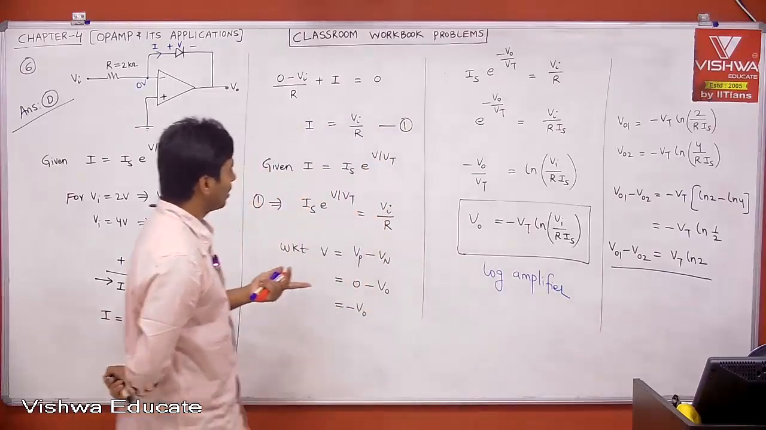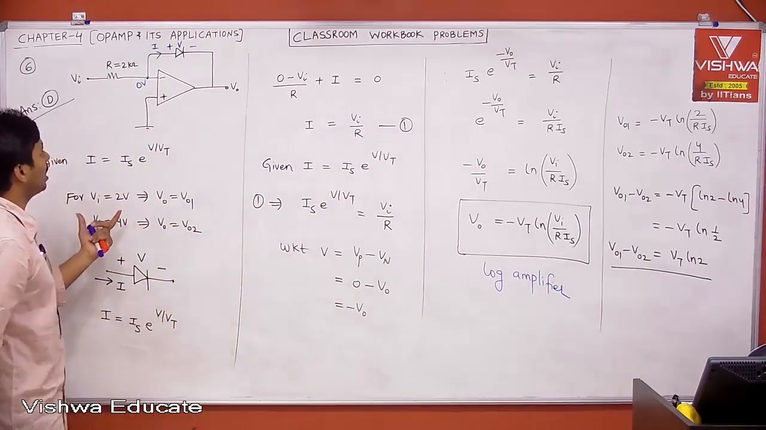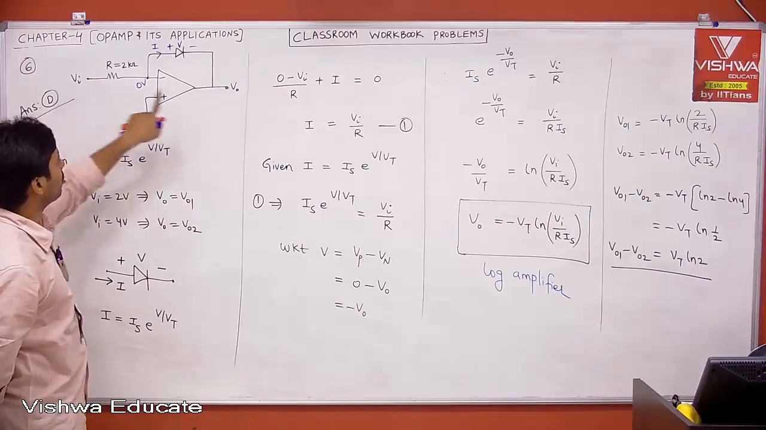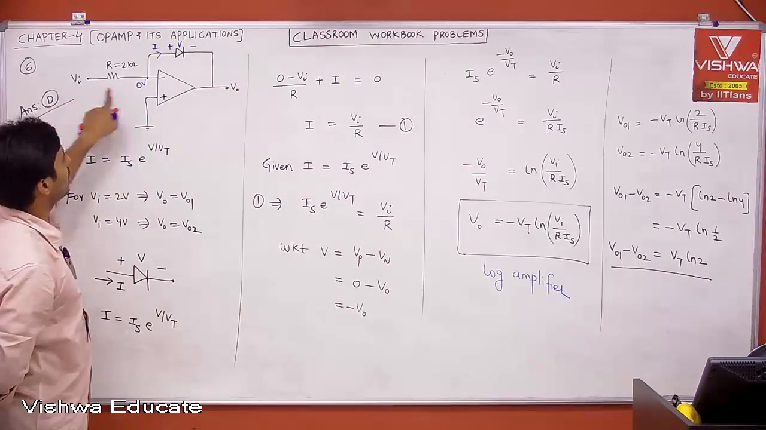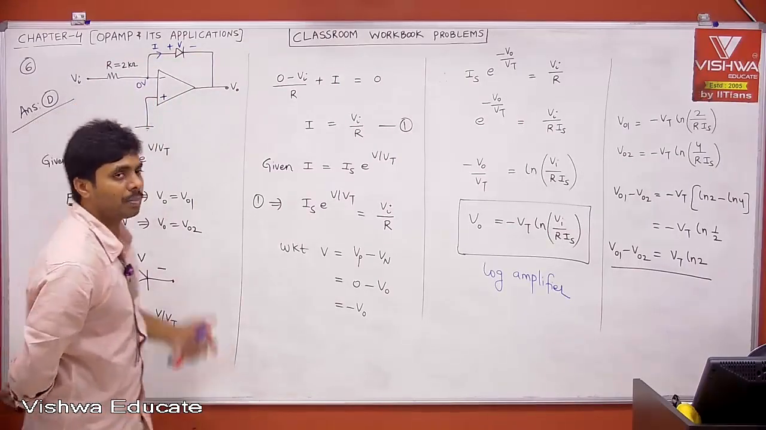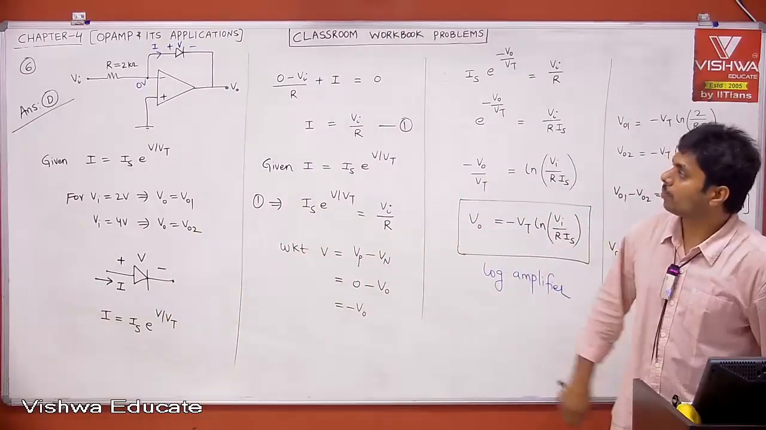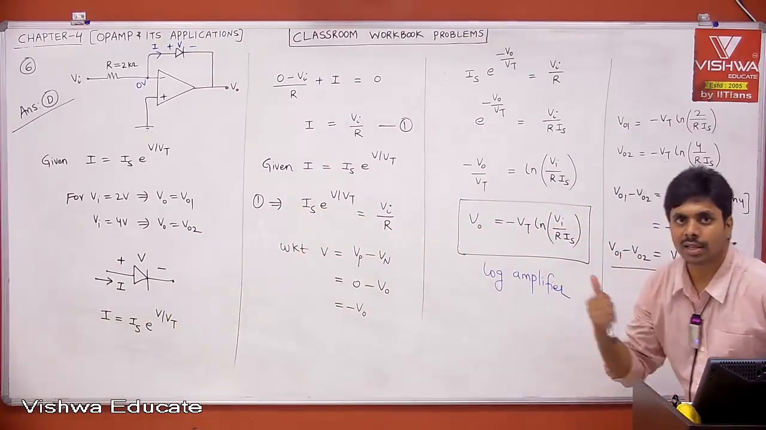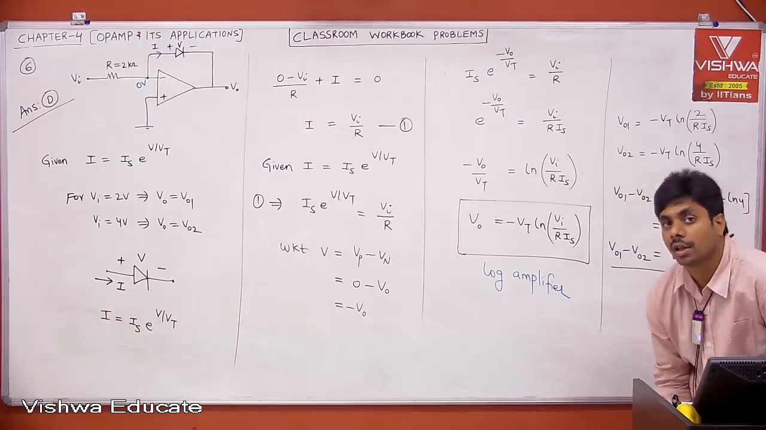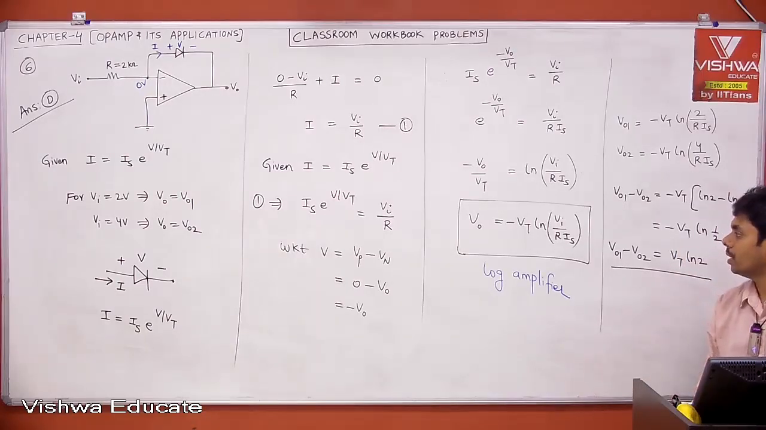Similarly, we know qualitatively that if the input is negative, your output does not have any relation with respect to VI; your output will be plus or minus the power supplies. Therefore, it is not acting as a log amplifier. Only for positive input voltages is it acting as a log amplifier. That is an important point.